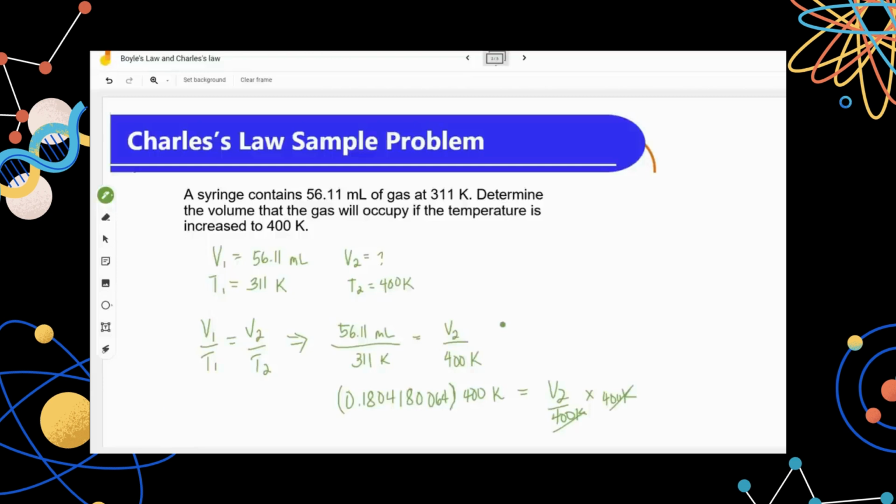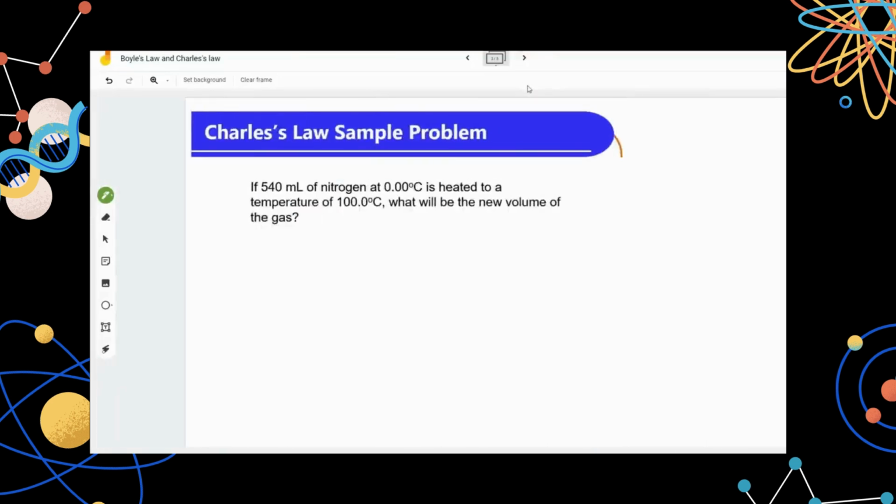And what will be our answer? It would give us V2 is equal to 72.17. Okay, the unit is milliliters. Again, we just copy the unit of the volume. Since volume po ang ating hinahanap. Okay, so let's try another problem kung saan ang binigay ay hindi in Kelvin temperature.